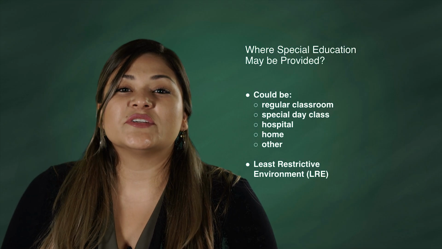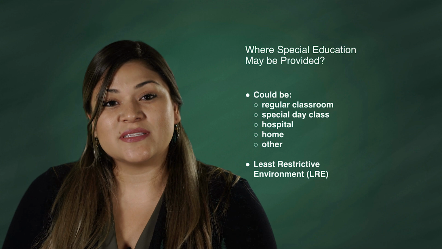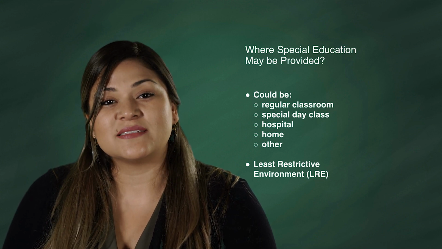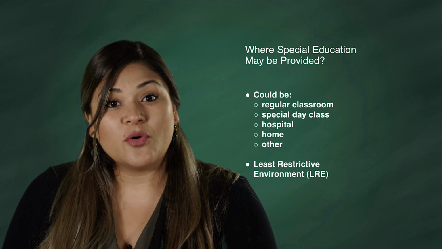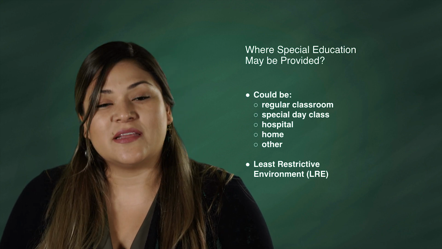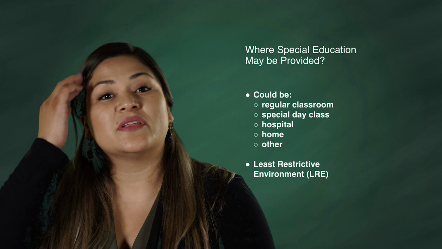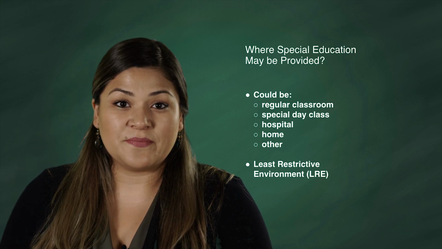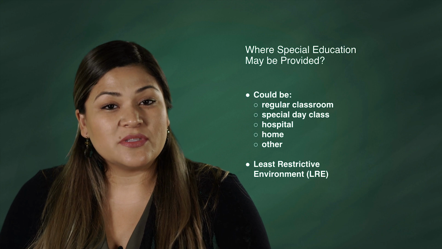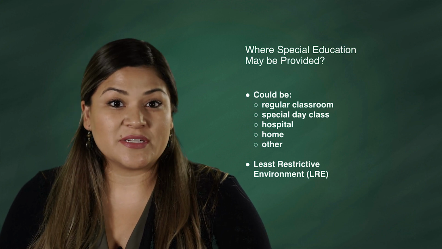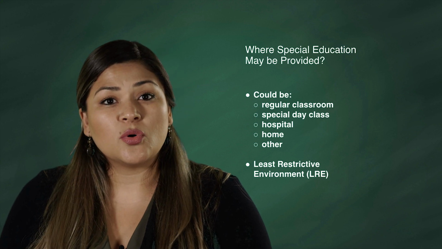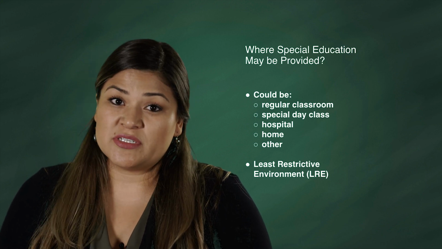Now we will discuss where special education may be provided to students. Special education instruction can be provided in a number of settings, such as the classroom, the home, hospitals and institutions, and others. Schools must ensure that a continuum of alternative placements be available to meet the child's needs. This continuum must include the placements just mentioned: regular classes, special education classes, special schools, home, hospitals, institutions.